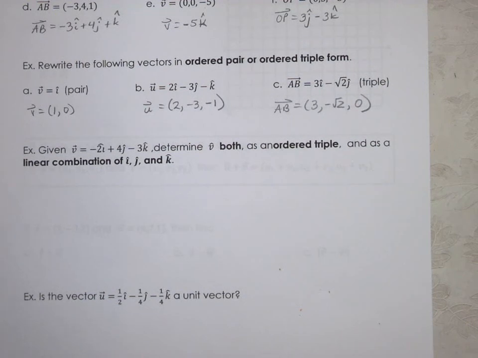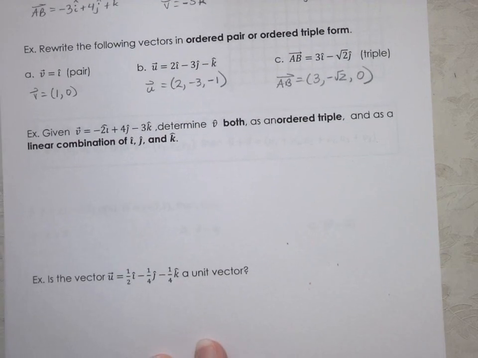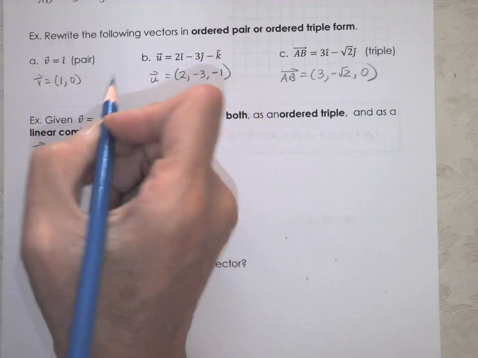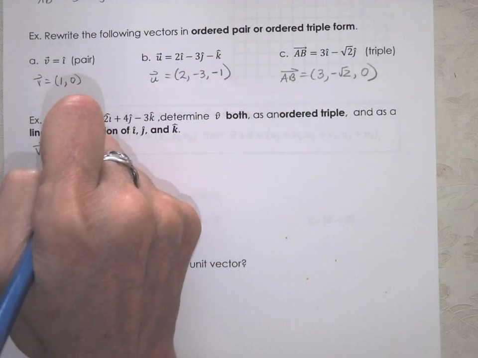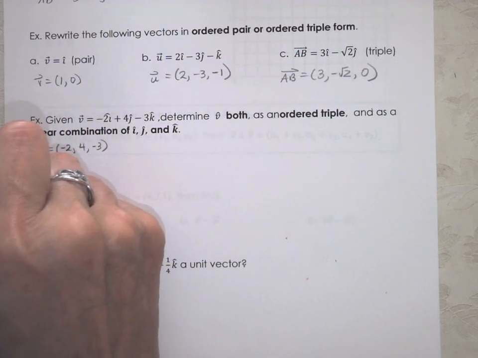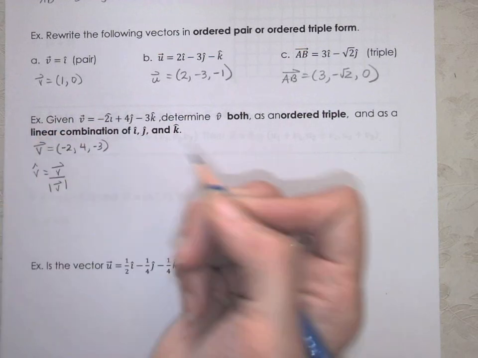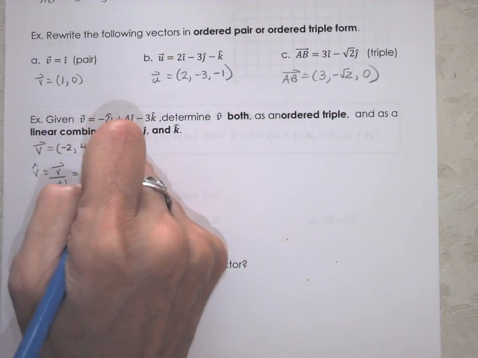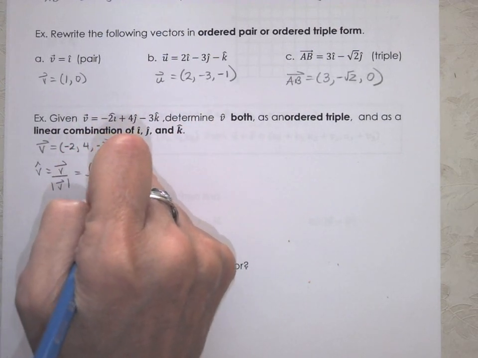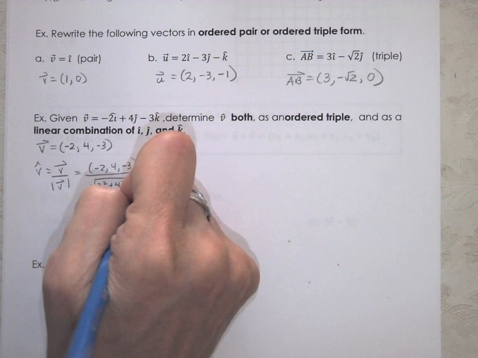Example given, vector v is negative 2 i hat plus 4 j hat minus 3 k hat. Determine v hat both as an ordered triple and as a linear combination of i hat, j hat, and k hat. So we're finding a unit vector in the same direction as vector v. Probably first thing I would do is rewrite vector v as an ordered triple. And then I would use my formula for finding the unit vector v hat, which is vector v over its magnitude. So that's negative 2, 4, negative 3 over the square root of 2 squared plus 4 squared plus 3 squared. Its magnitude.